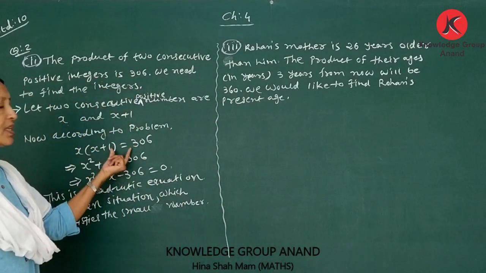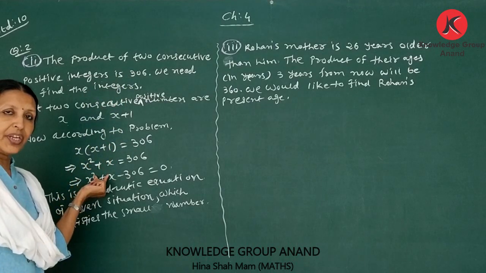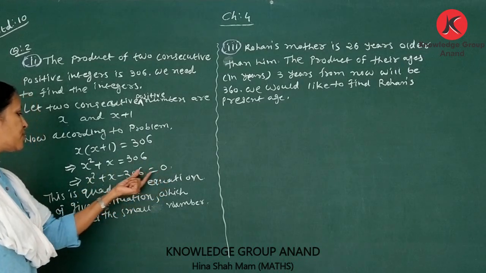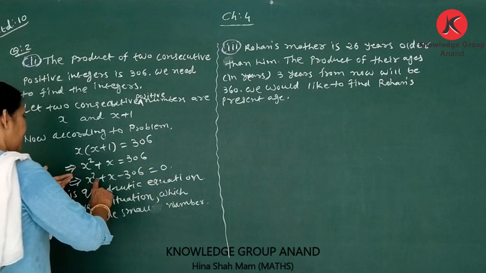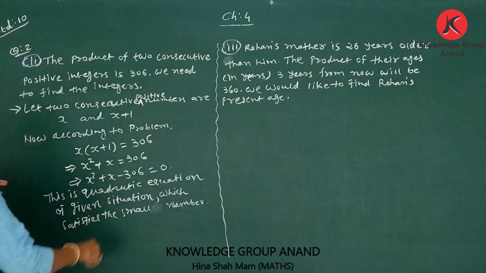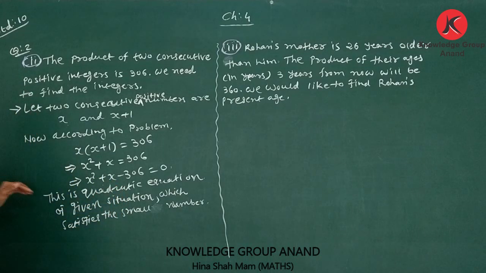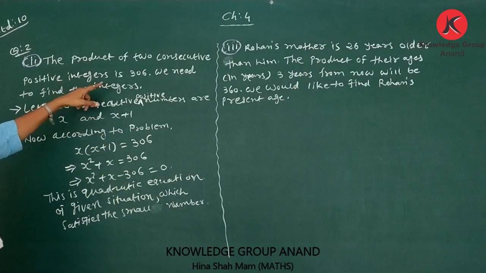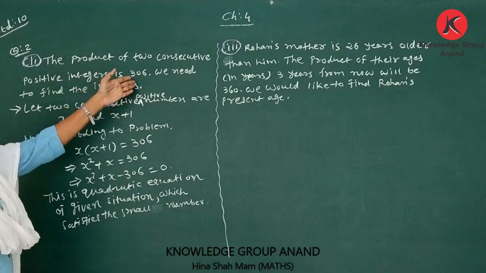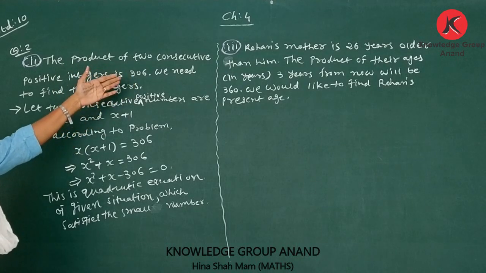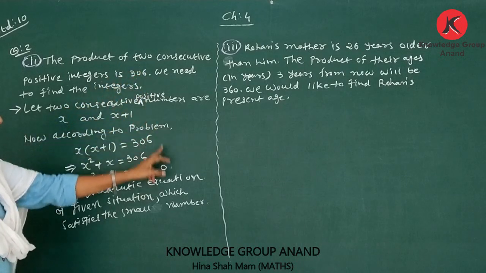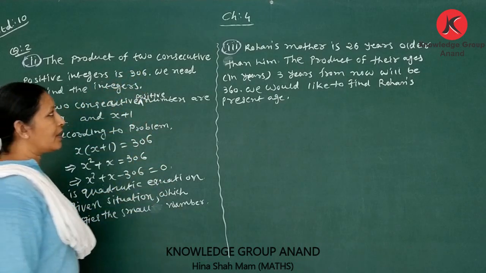We have been given 306. Then simplify and convert into a quadratic equation in the form ax square plus bx plus c is equal to 0. x square plus x minus 306 is equal to 0. This is the quadratic equation of the given situation which satisfies the smaller number. Suppose we are given the product of any two consecutive numbers, say 306 or 400, here we write the given product.